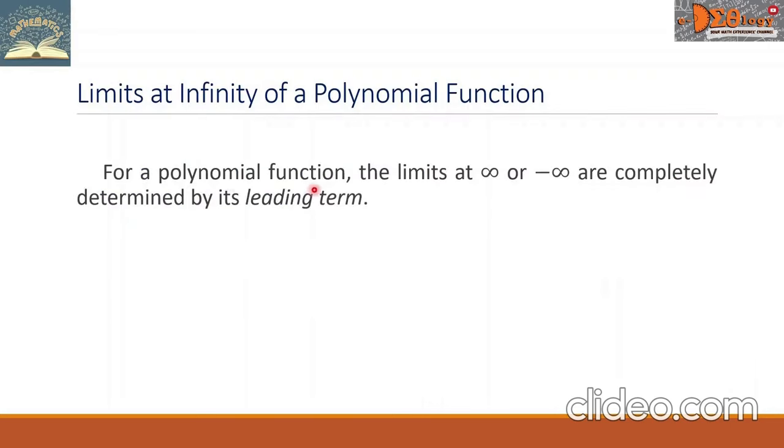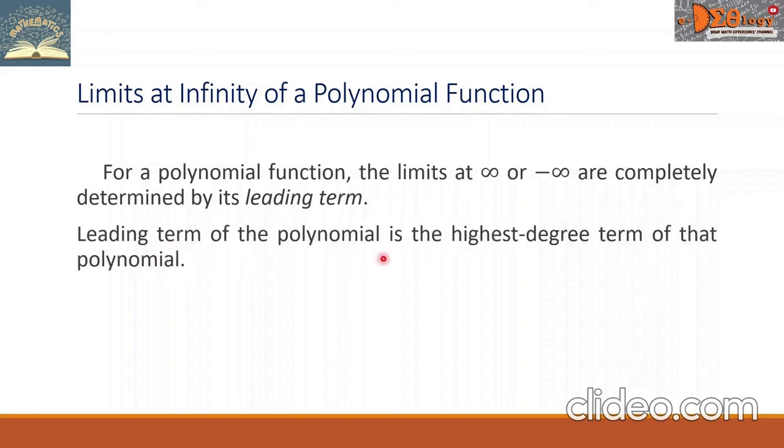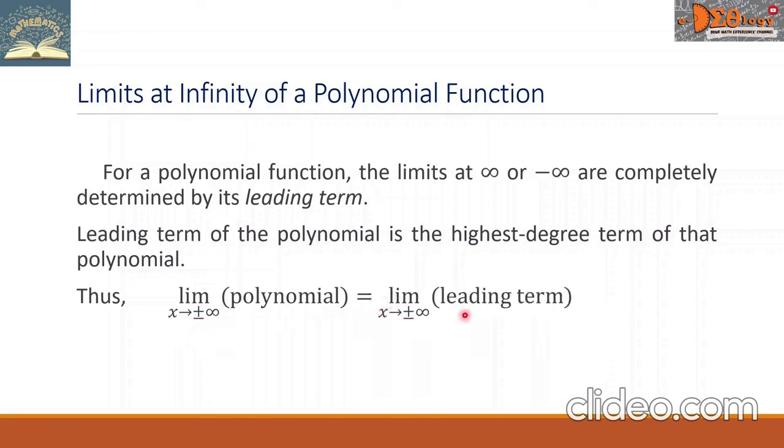For a polynomial function, the limits at infinity or negative infinity are completely determined by its leading term. The leading term of the polynomial is the highest degree term of that polynomial. In symbol, for example, we have the limit of the polynomial as x approaches positive or negative infinity. This is equal to the limit of the leading term as x approaches positive or negative infinity.